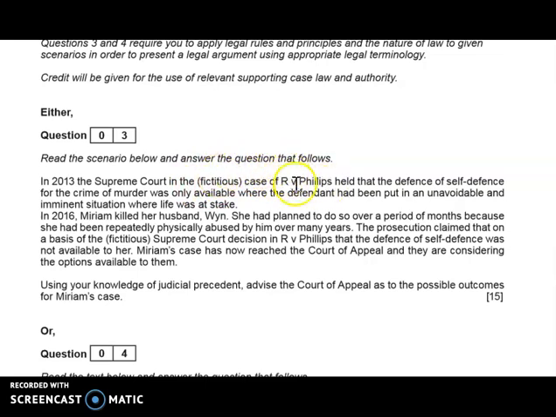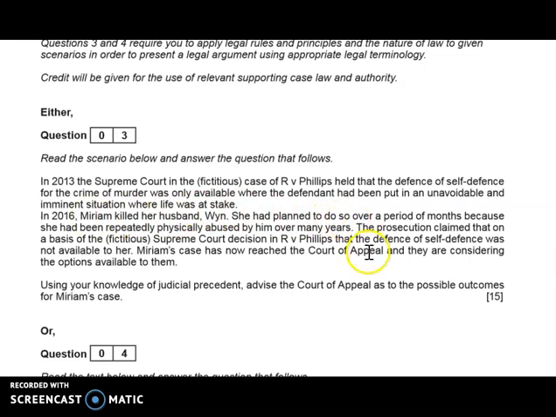So in this case of R and Phillips in 2013, self-defense for the crime of murder was only available if the defendant had been put in an unavoidable and imminent situation where life was at stake. So this is telling you that the Supreme Court has made a decision in this old case, and there's your ratio. And then we've got a new case, 2016, a character called Miriam has killed her husband Wynne.